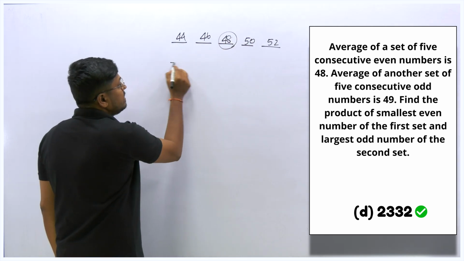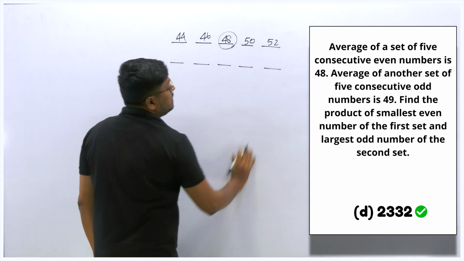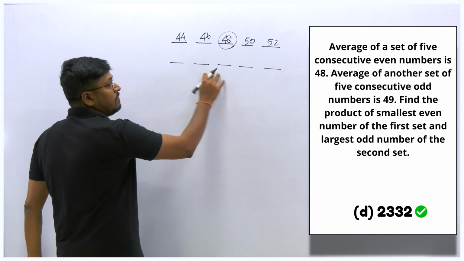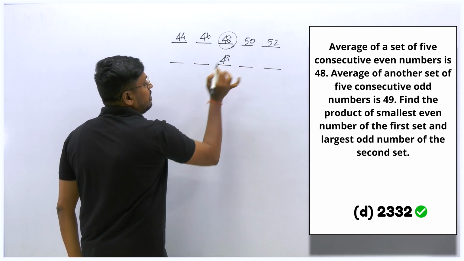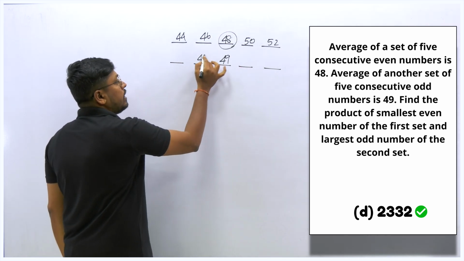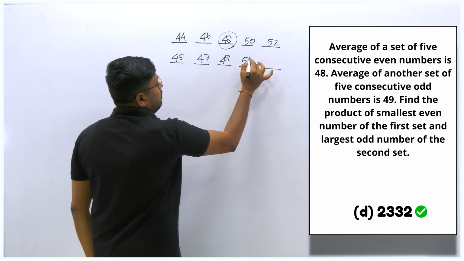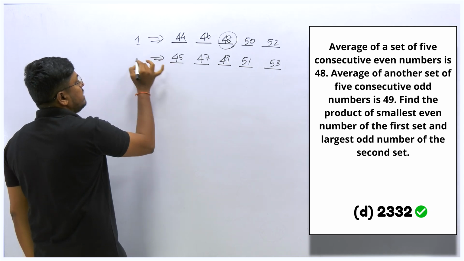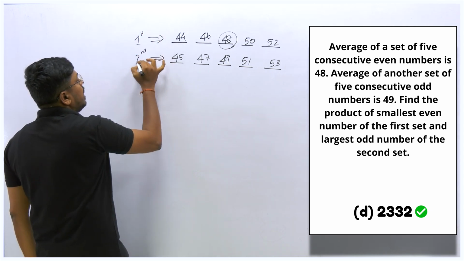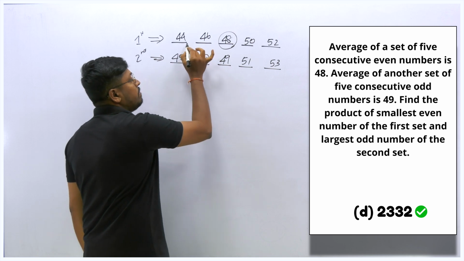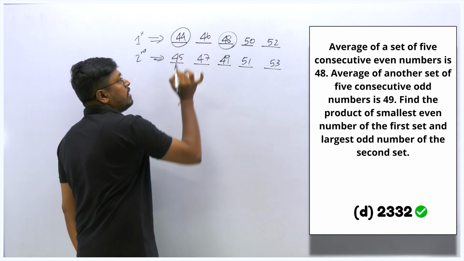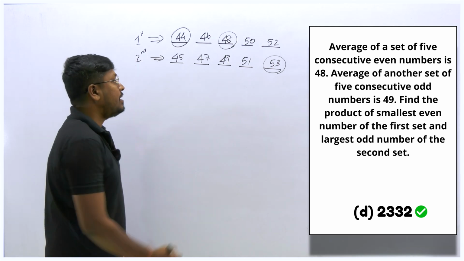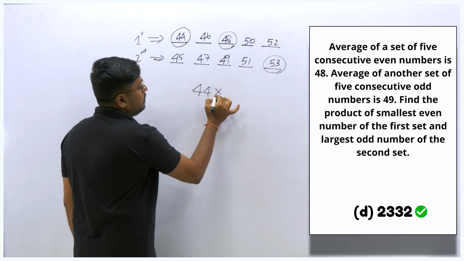Similarly, in the next set, 5 consecutive odd numbers, the average is 49. If there are 5 numbers, the middle number is the average, which is 49. So the numbers will be 45, 47, 49, 51 and 53. Finally, this is the first set and this is the second set. According to the question, we multiply the smallest even number of the first set and the largest odd number of the second set, that is 44 into 53.